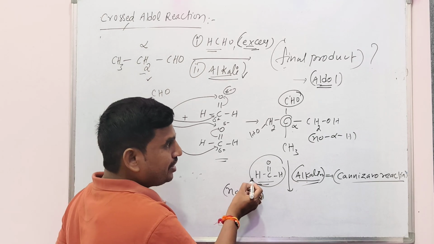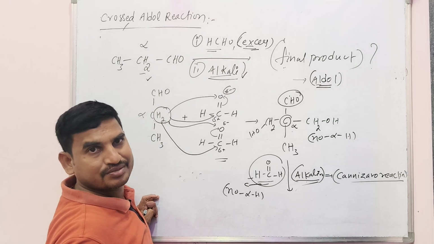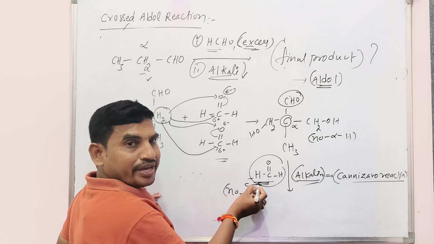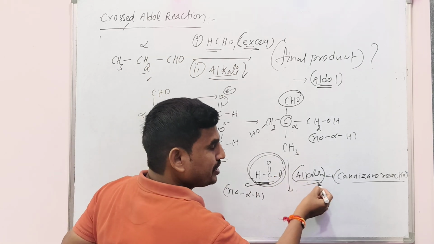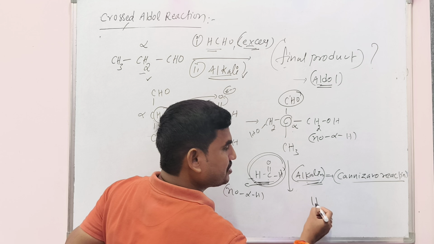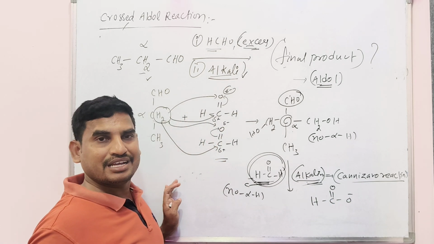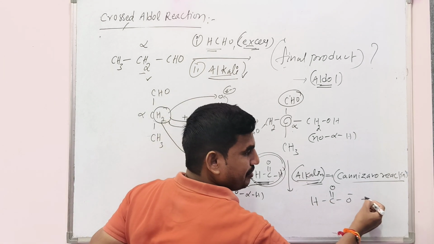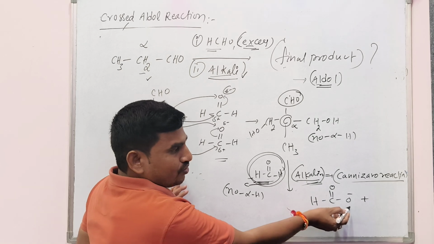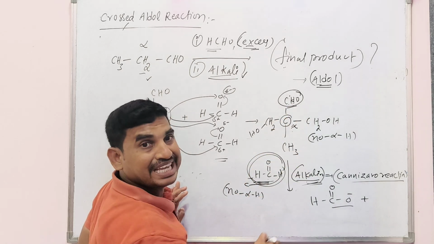But among formaldehyde and this other aldehyde compound, which one undergoes oxidation? If formaldehyde is there, it is more reactive. So formaldehyde undergoes oxidation. In the presence of alkali, it forms a salt, HCOO minus, because they have not mentioned which alkali, either sodium hydroxide or potassium hydroxide. That's why formate ion. So this undergoes oxidation; what about the other aldehyde molecule with no alpha hydrogen? It undergoes reduction.